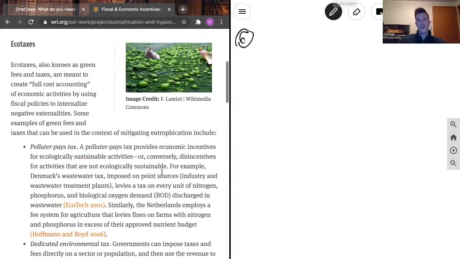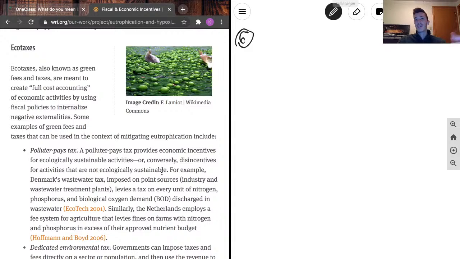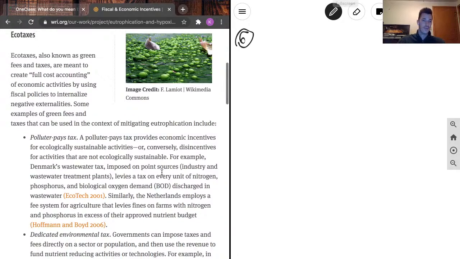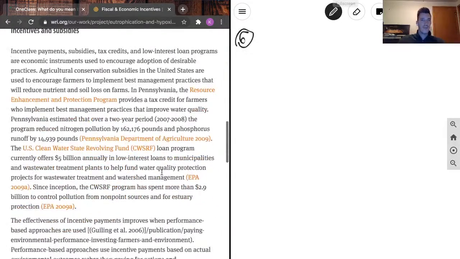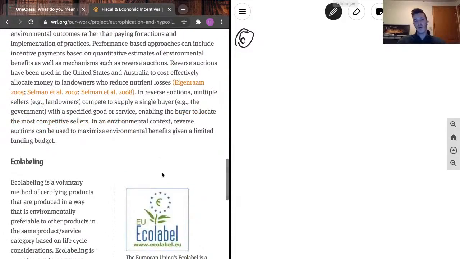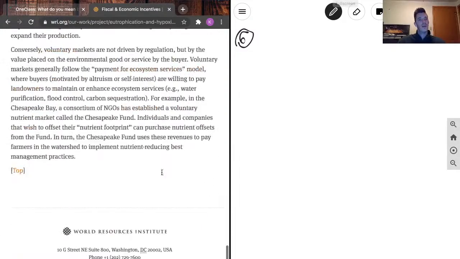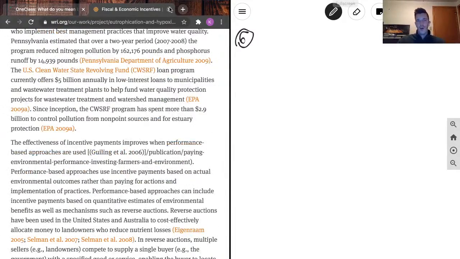Eco-taxes. So eco-taxes would refer to, obviously, pollution is a negative externality. So eco-taxes would serve to internalize that externality by putting a tax on pollution and essentially making companies, individuals, whoever's polluting, pay to pollute. Subsidies is as I spoke of. We'll leave it at that.